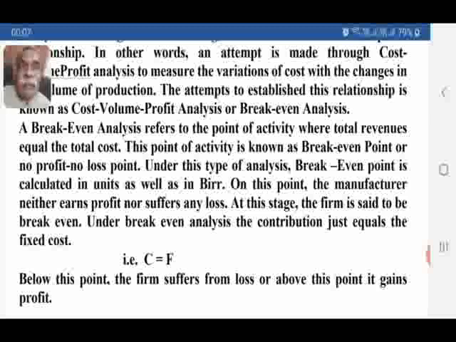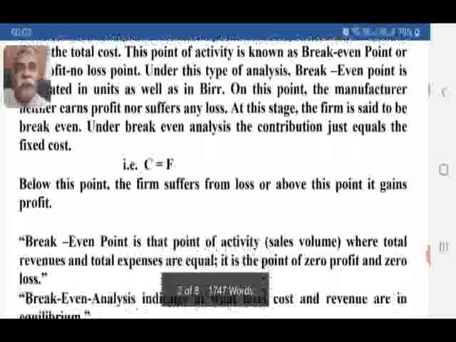At this point, the manufacturer neither earns profit nor suffers any loss. At this stage, the firm is said to be break-even. Under break-even analysis, the contribution is just equal to the fixed cost. Contribution we refer as C and fixed cost as F. That is, C is equal to F.